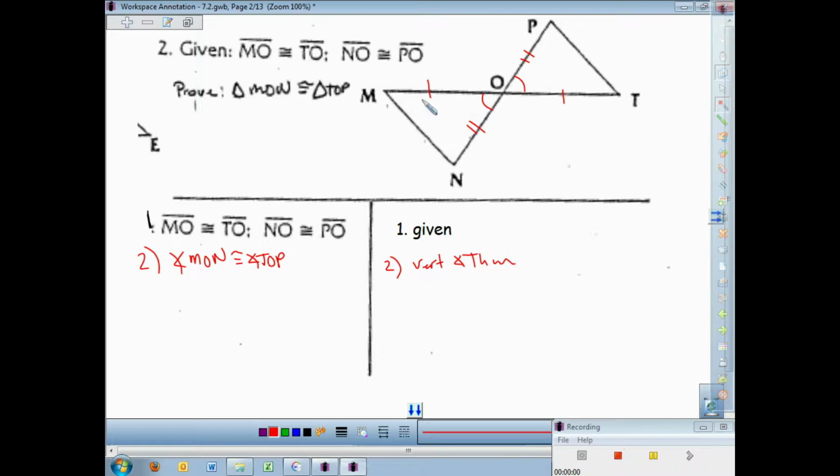So we got that going. Now check out your picture. Do you have enough information to prove those two triangles congruent? Yes, by side angle side. So don't hurt yourself trying to figure out what to call the triangles and put them in corresponding order. They already got it up here. So just copy that down. Triangle MON is congruent to triangle TOP because of the side angle side congruence theorem. So booyah. We've proved those two triangles congruent.